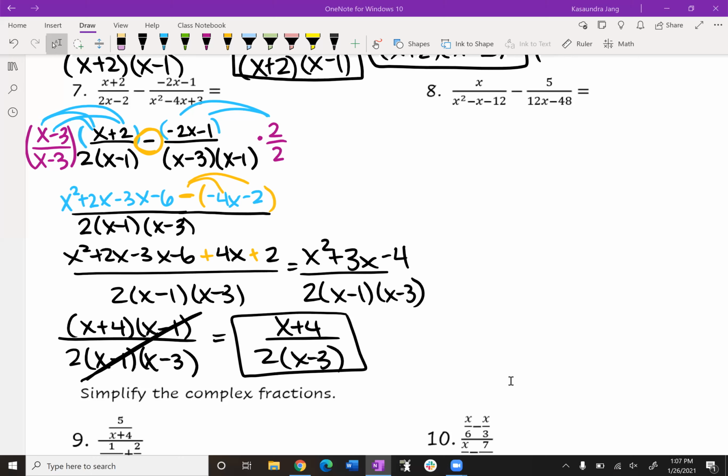Positive 4 times negative 3, negative 12, okay. Positive 4 and negative 3 add to a positive 1 still. Oh, so I think I need a negative 4. Negative 4 plus 3. So yeah, my negative 4 and my positive 3, those are going to be my factors: an x minus 4 and an x plus 3. Does that make sense?